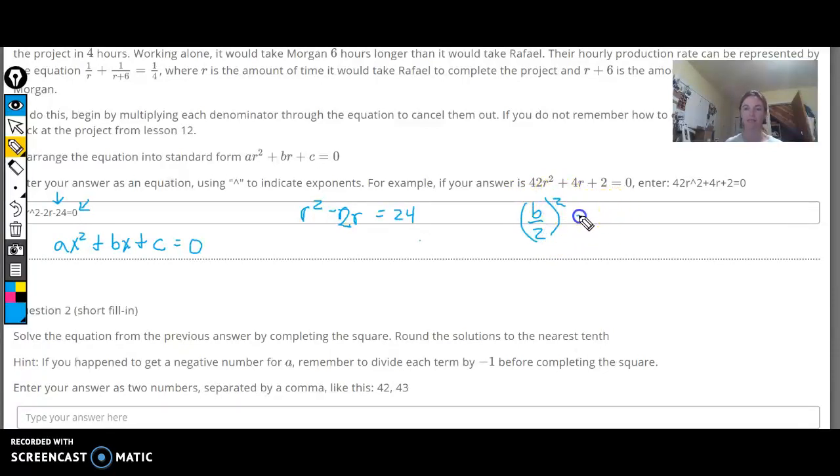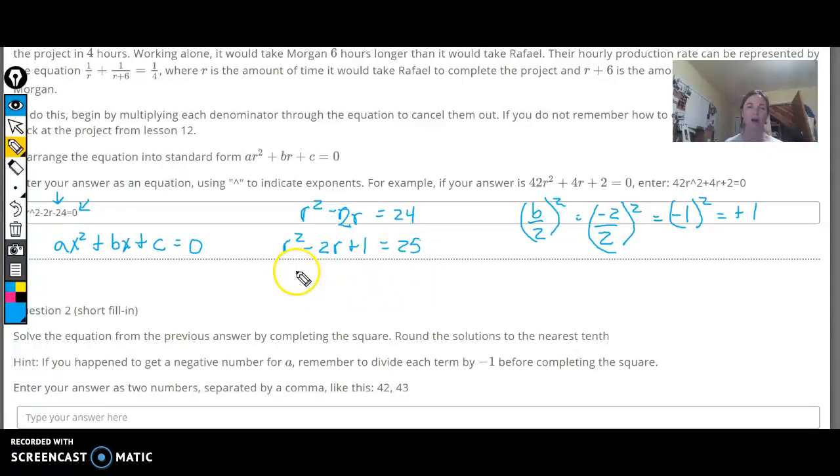So b is -2 divided by 2 squared. That's just -1 squared, which is a positive 1. I am now going to add that to both sides of this equation, and that is going to allow me to complete this square. Okay, so I'm going to have r squared minus 2r plus 1 equals 24 plus 1 is 25. Oh, look at that.